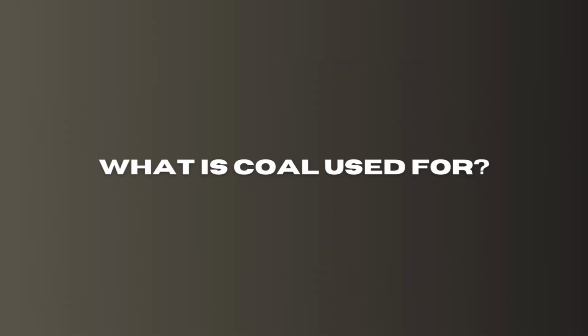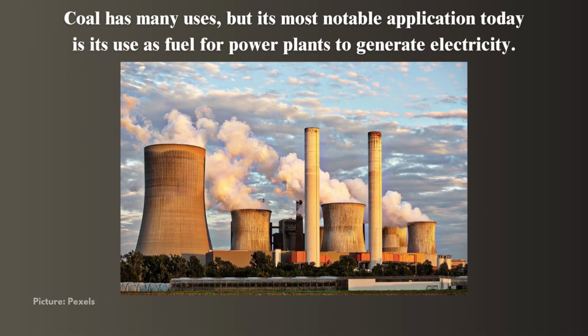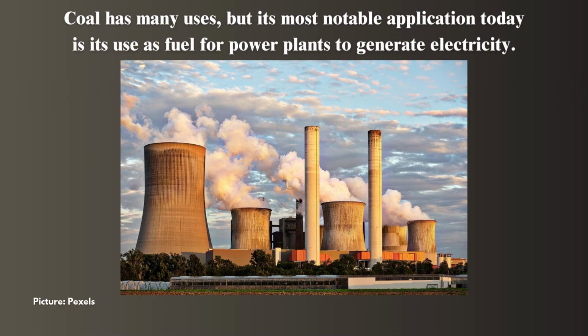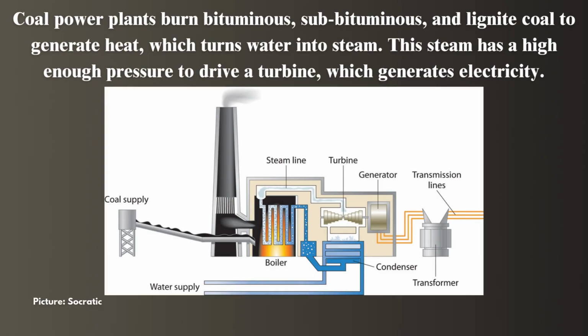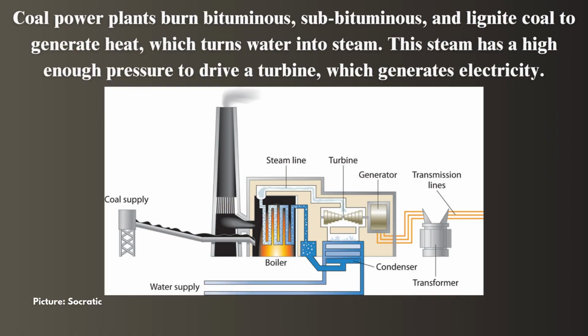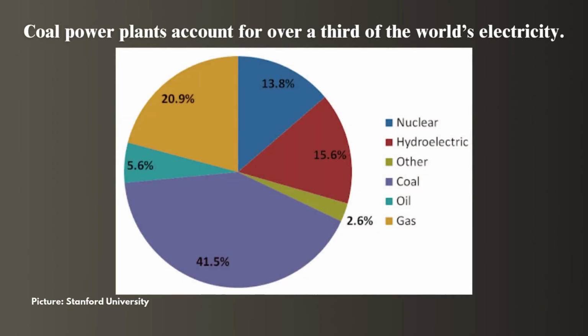What is coal used for? Coal has many uses, but its most notable application today is its use as fuel for power plants to generate electricity. Coal power plants burn bituminous, subbituminous, and lignite coal to generate heat, which turns water into steam. This steam has a high enough pressure to drive a turbine, which generates electricity. Coal power plants account for over a third of the world's electricity.